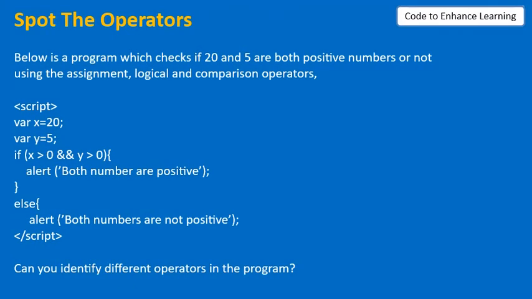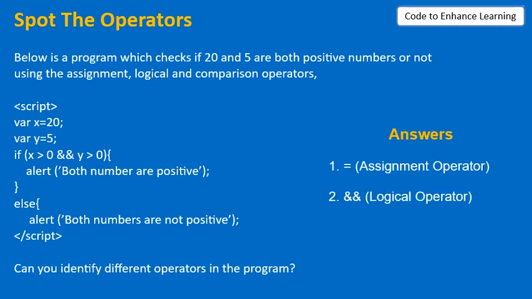Given below is a piece of code that checks if 20 and 5 both are positive numbers or not using the assignment, logical and comparison operators. Here I have highlighted some of the operators present here. Can you recognize them? If you can, open your notebook and write what type of operators they are. Go ahead.